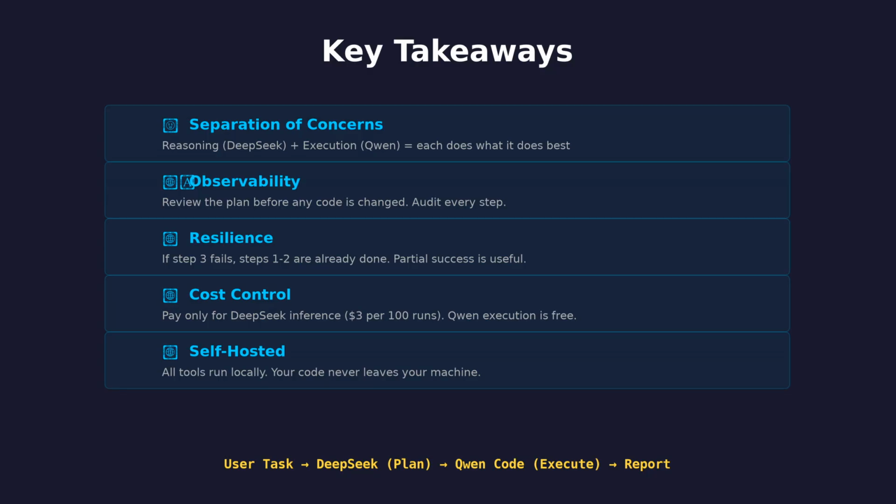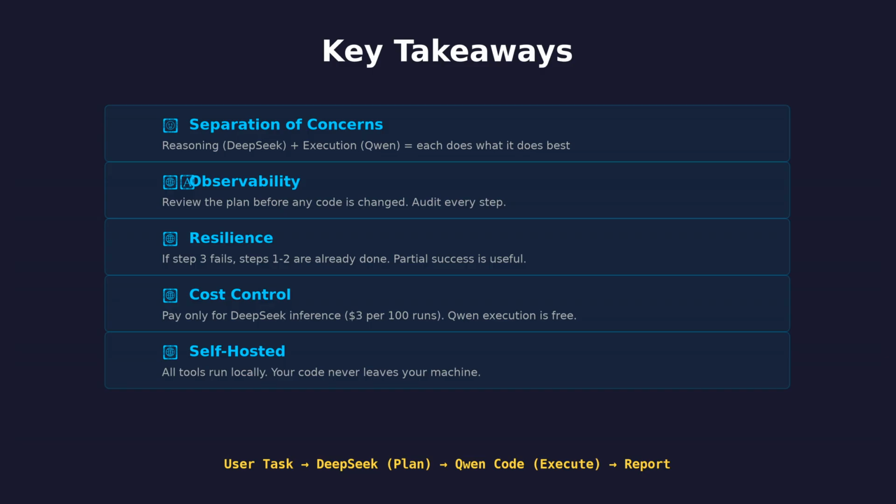Want to go further? Add a verification loop. After Qwen Code finishes, send the Git diff back to DeepSeek for review. The LLM can check correctness, style, and adherence to the plan. You can also swap models. Just change the base URL to Anthropic or OpenAI and it works with the same OpenAI-compatible client. And for security, you can run Qwen Code inside a Docker container, mounting only the repository as a volume.